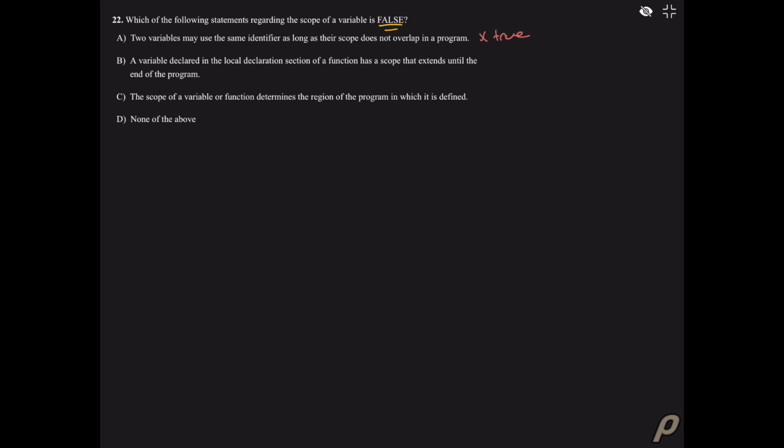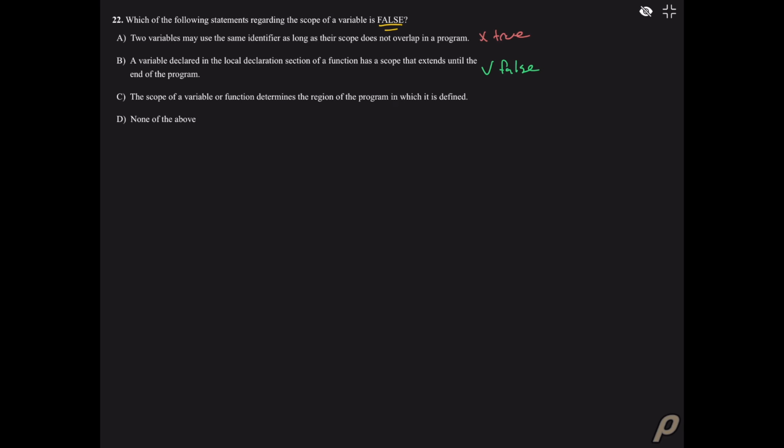All right, B. A variable declared in the local declaration section of a function has a scope that extends until the end of the program. Well, we know that this is actually false. And why is this false? Because the variable is declared in the local declaration section of a function, so it's only defined in this function. The scope, therefore, only extends to the end of the function. It does not extend throughout the rest of the program, as that defeats the purpose of the scope of a function. It does not extend to the end of the program and to any other functions that it might encounter.